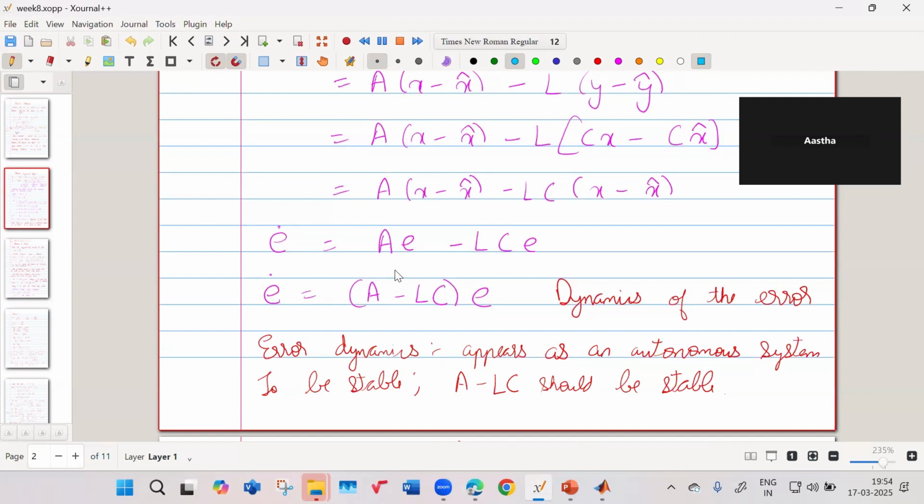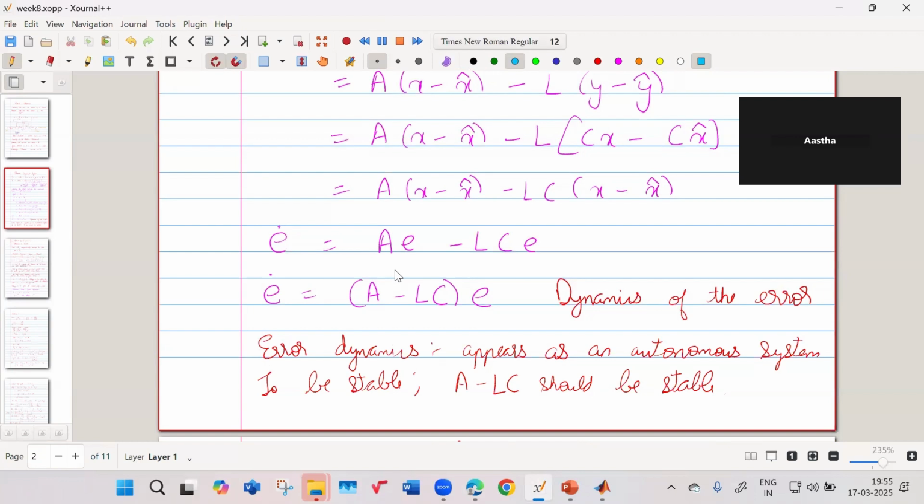If our observer is slow, that is, it takes a long time for us to get the estimate of a state, it would not work as we want. The system response would not be good. So in practice, the dynamics of our observer is much faster than the dynamics of our actual system.